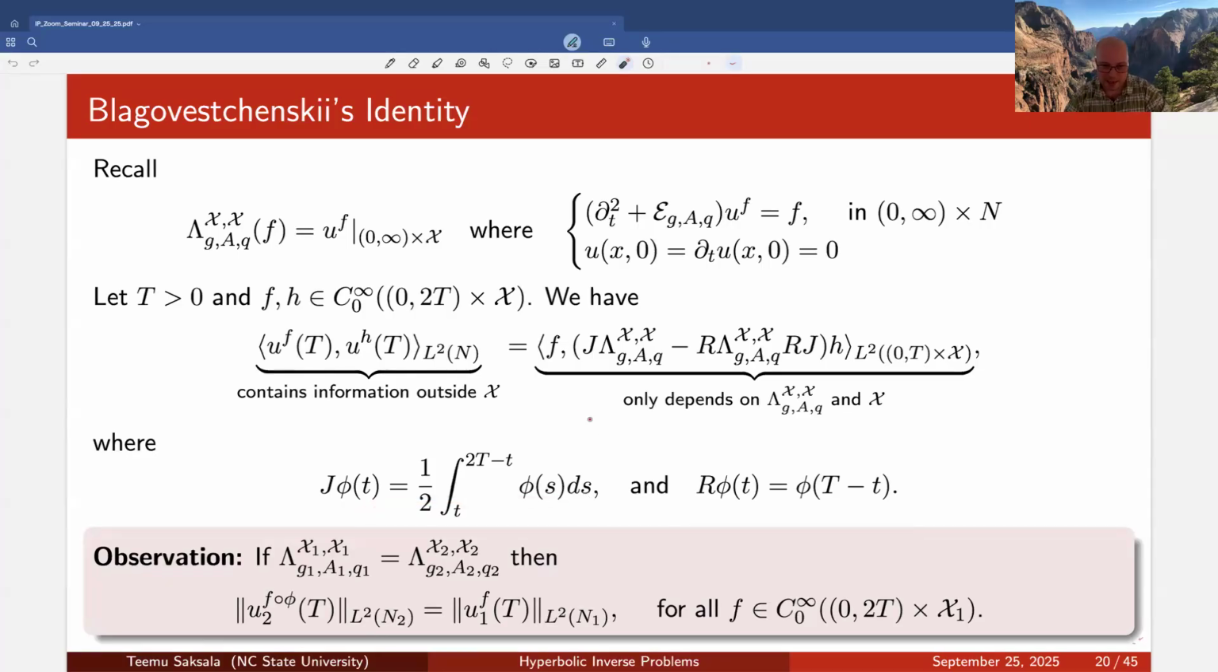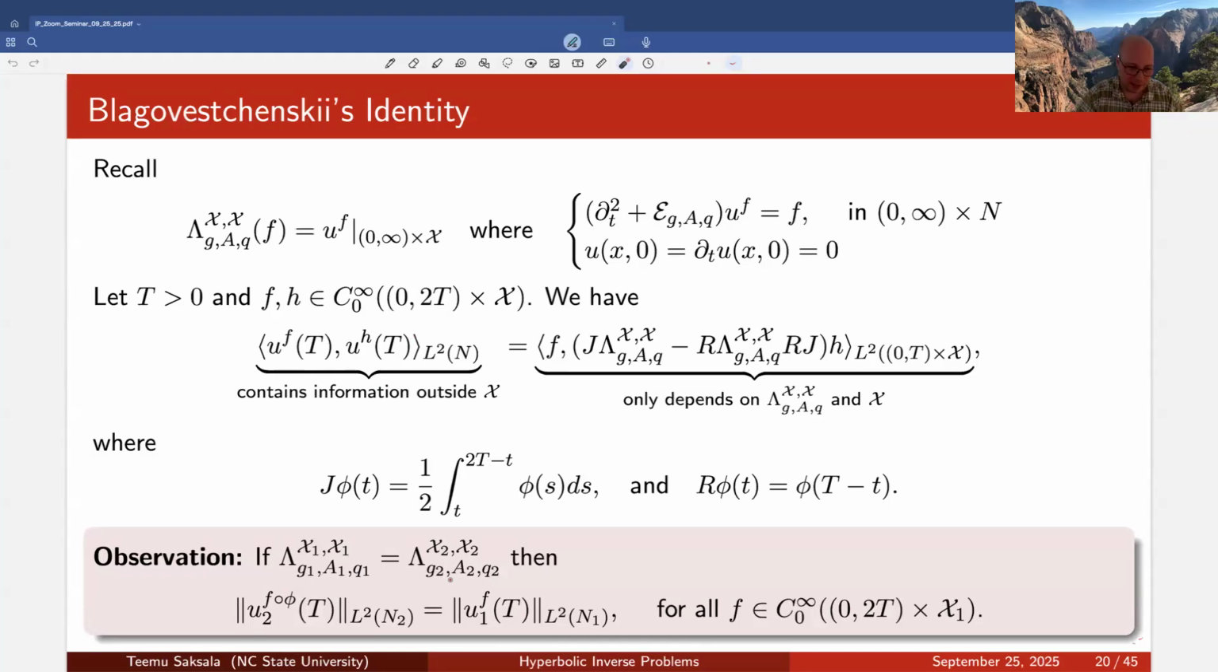The catch here is that the right-hand side of my equation is computable, and it only depends on my known parts, while the left-hand side contains information outside my set X. So this contains information also far away from set X, and this is what I really want to use to get towards solving the inverse problem.